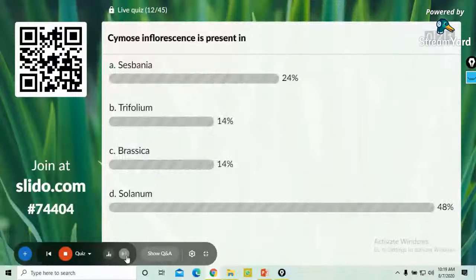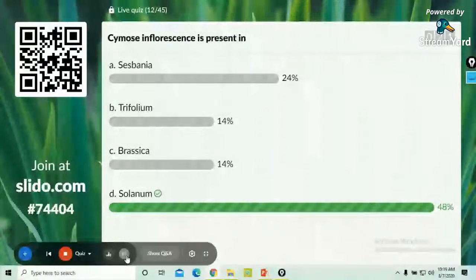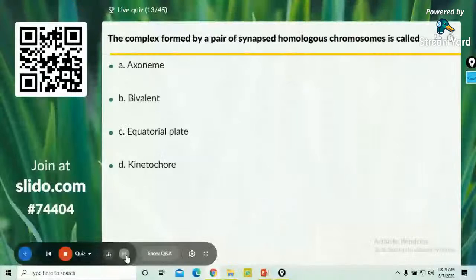Yes. 48% with Solanum. Solanum is the answer. Solanaceae family produces cymose inflorescence. 13th question. Easy question from the chapter Cell Cycle and Cell Division.